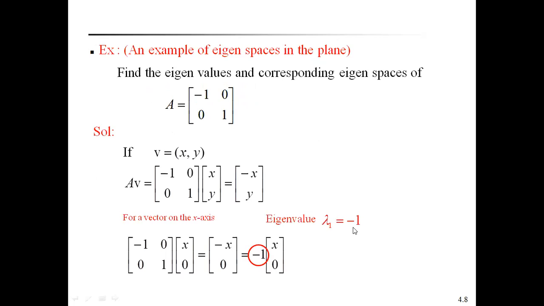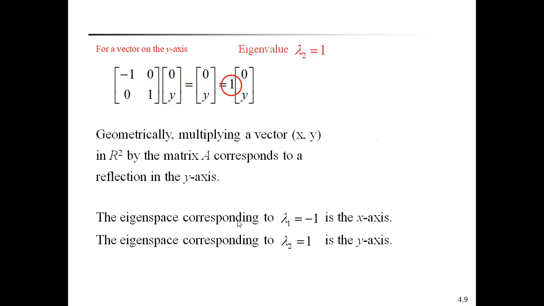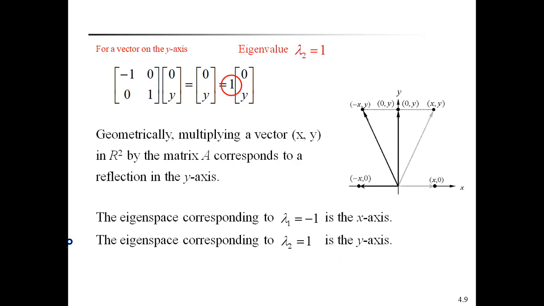The eigenvalue lambda 1 is equal to -1 for any vector on the x-axis. Therefore, the eigenspace corresponding to lambda 1 equal to -1 is always the x-axis. Similarly, the eigenspace corresponding to lambda equal to 1 is the y-axis. This is the way to represent this example geometrically.